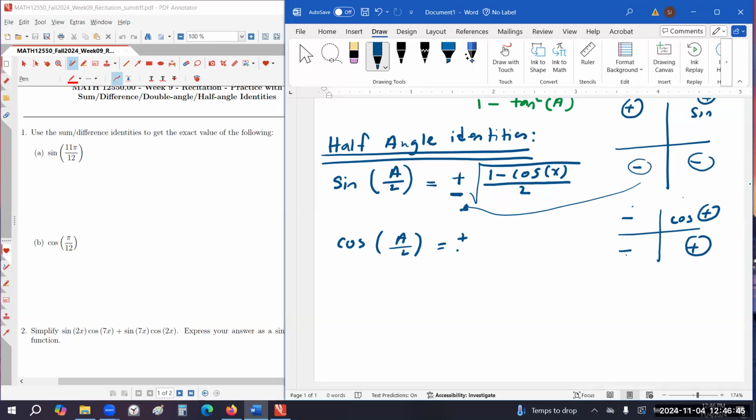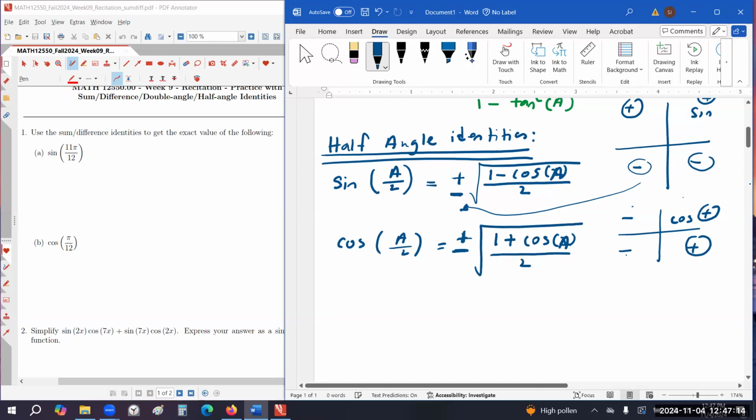So if your angle is lying in either the first or fourth quadrant, the answer will have a positive sign. But if your angle is lying in the second or third quadrant, your answer will have a negative sign. And the formula is 1 plus cosine x. Sorry, this is A because I'm writing my angles in A. Cosine A, we take half of that and take the square root. So for sine, we subtract 1 minus cosine, and for cosine, we add 1 plus cosine, and we take half of both of them.